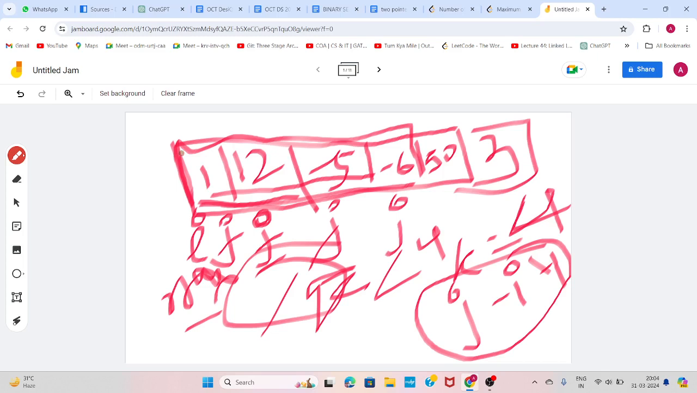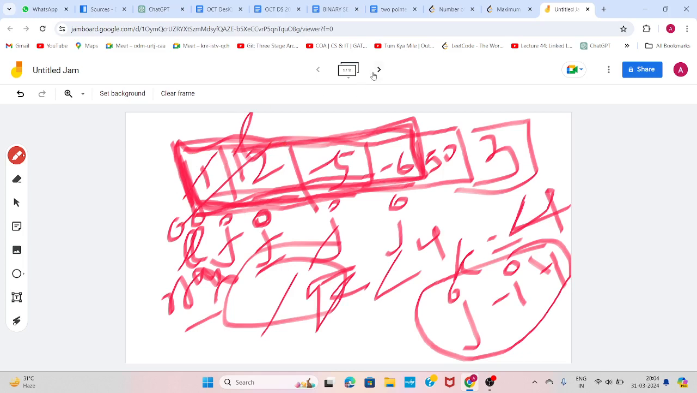Once we get a subarray equal to k, we need to move our window. We move it with the starting pointer. We decrease the sum by nums[i], because we calculate the sum by increasing just j, and we move the i pointer.